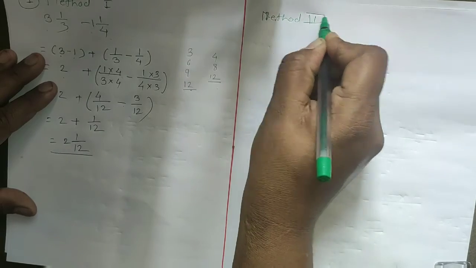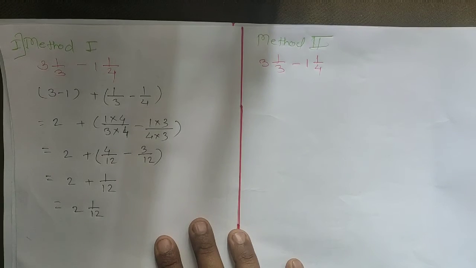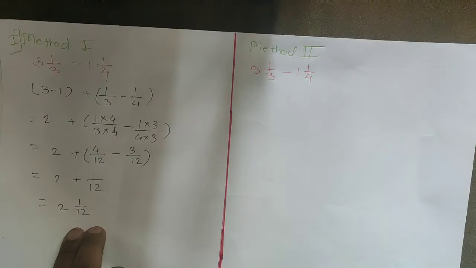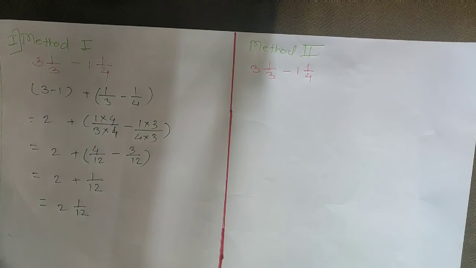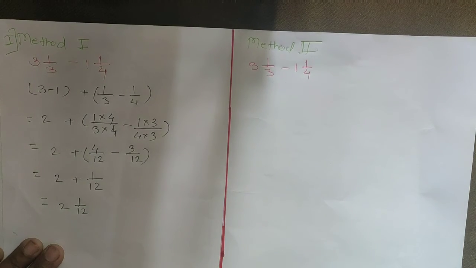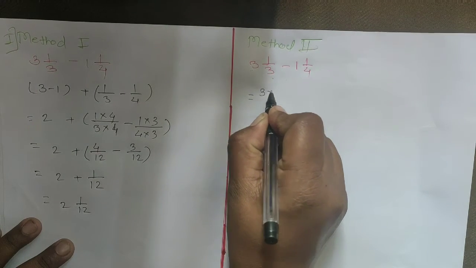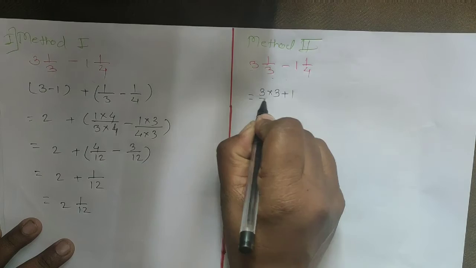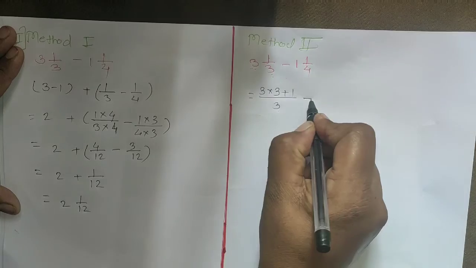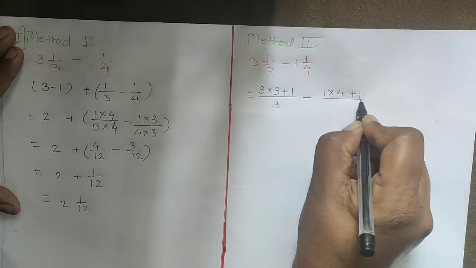Method 2. Now we will see the second method of solving this example. For that, we will write the question first: 3 integer 1 upon 3 minus 1 integer 1 upon 4. The method is that we have to do the multiplication of these both. So it equals 3 into 3 plus 1 upon 3, these two are multiplication, minus 1 into 4 plus 1 upon 4.